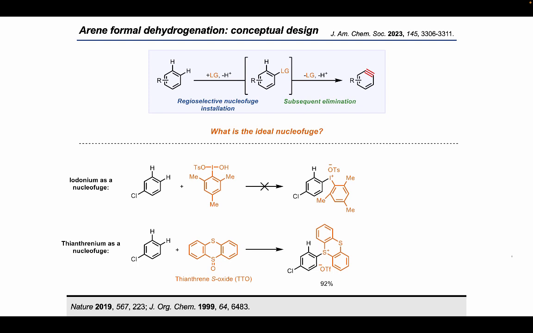Thianthrenium was successfully installed onto chlorobenzene to exclusively yield the triflate salt of the para-isomer. It's worth noting that commercially available thianthrene can be easily oxidized to make thianthrene S-oxide in a single step. Furthermore, when this aryl thianthrenium salt was treated with sodium tert-butoxide in the presence of furan, the oxabicyclic 4+2 cycloaddition product was observed in 59% yield, setting the stage for optimization.